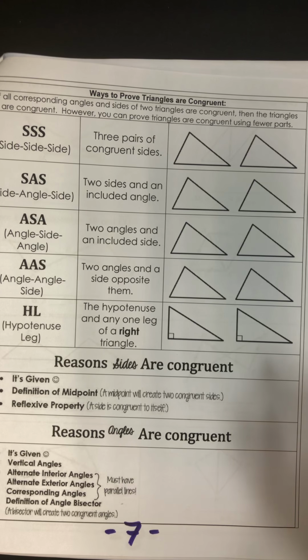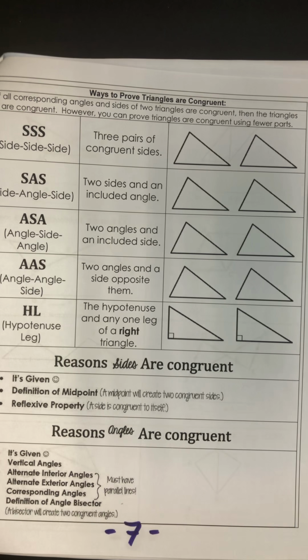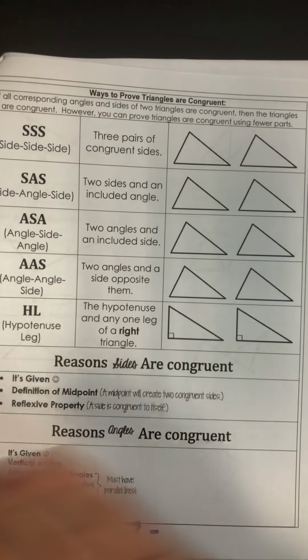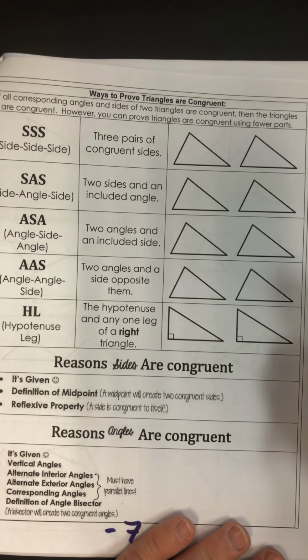If we look at the first rule, it says side, side, side. That means all the corresponding or matching sides of one triangle are congruent to the same matching sides of another triangle.